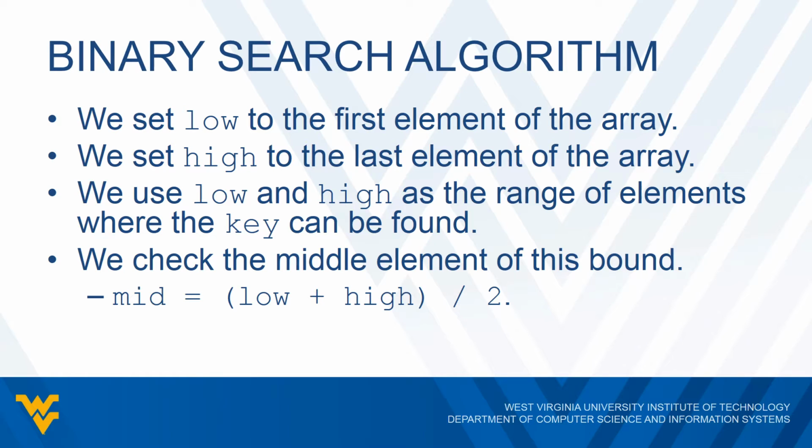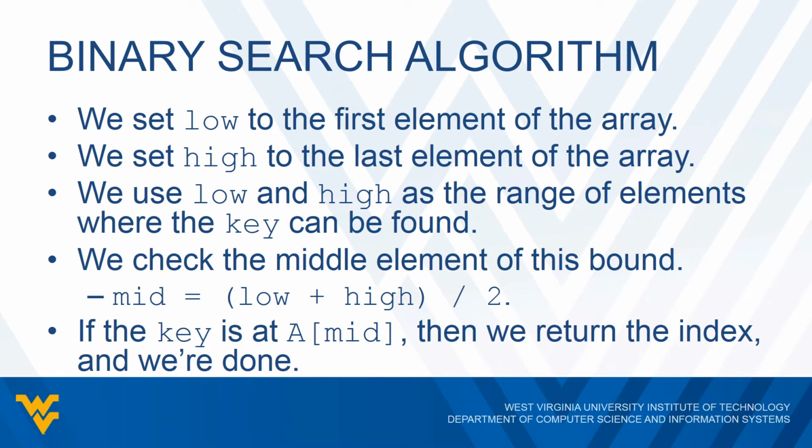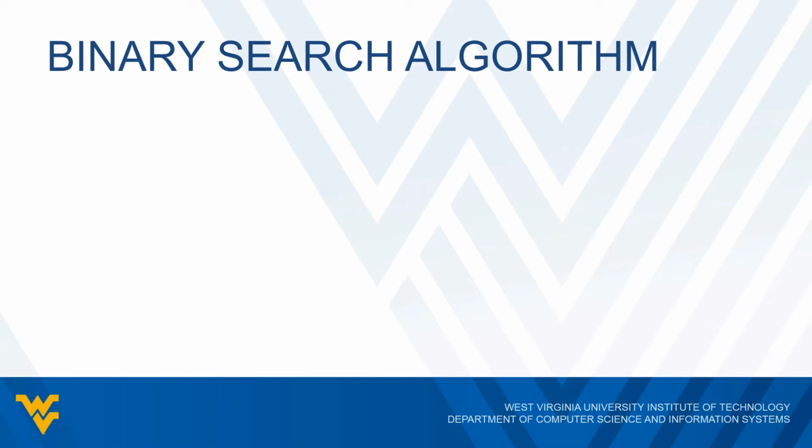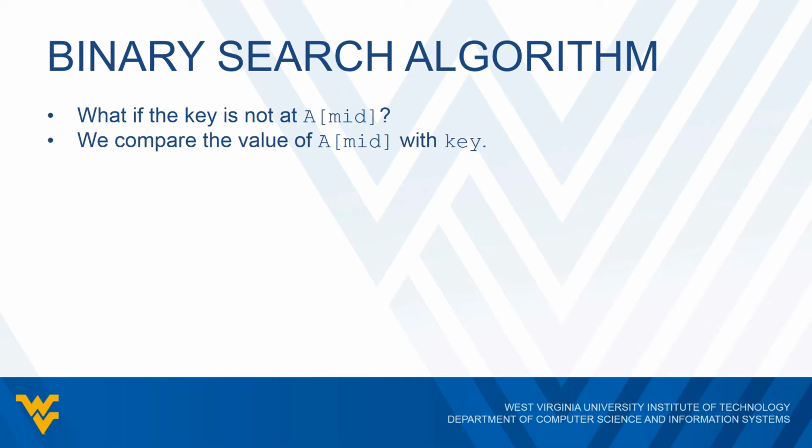Here is where we compute mid to be low plus high, take that quantity and divide it by 2. And then what we do is we check the element at mid to see if it's the value that we're looking for. If our key is at mid, then we're done. We found the element, so we can return the index and say we're done. We don't have to do anything else. Now, what if the key is not at mid? Well, we still need to compare the two values, and we have two possible cases if they're not equal to each other. Either the key is greater than mid, or the key is less than mid.